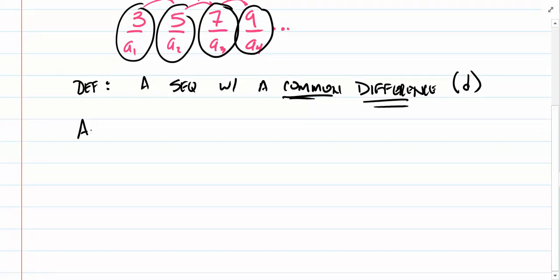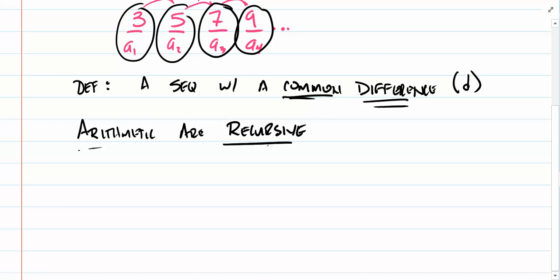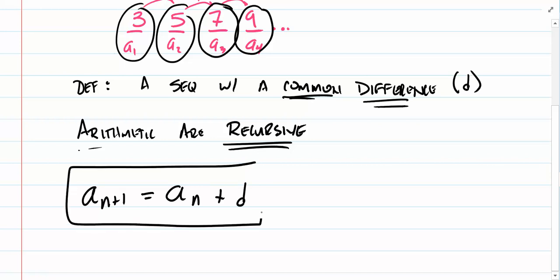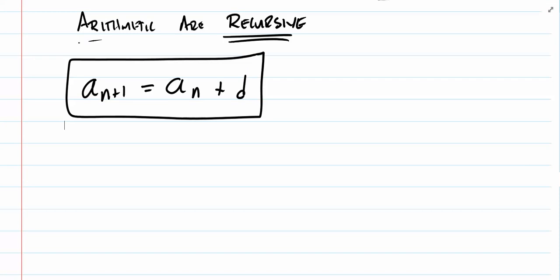So therefore, arithmetic sequences are recursive, aren't they? So what do I mean by that, recursive? So the next term in the sequence, a sub n plus 1, is equal to whatever the term before it was plus the common difference. So this right here is one way that we can define arithmetic sequences. They are defined recursively, and the next term is equal to the previous term plus the common difference.